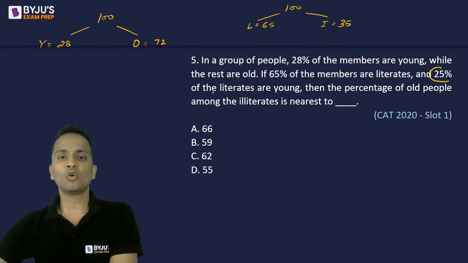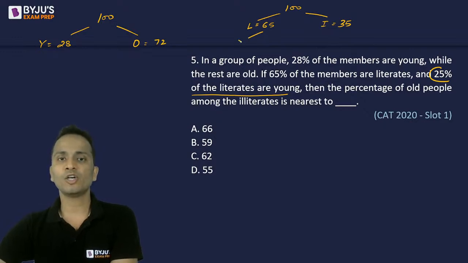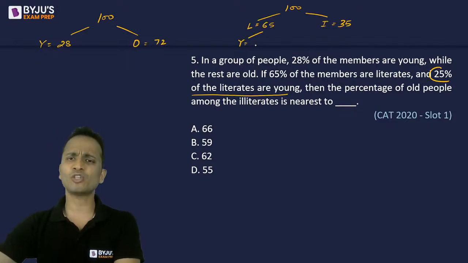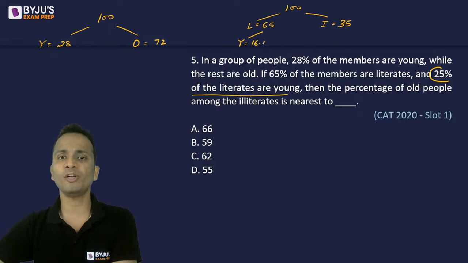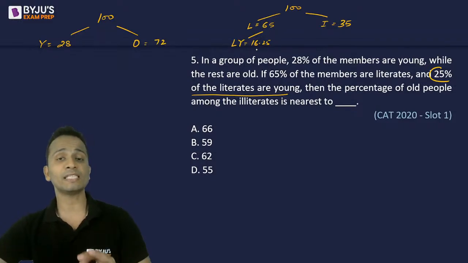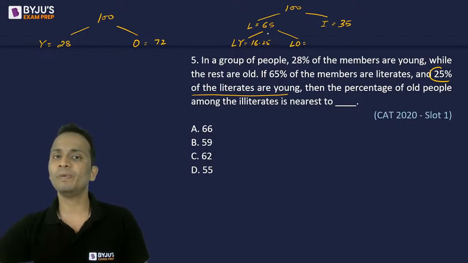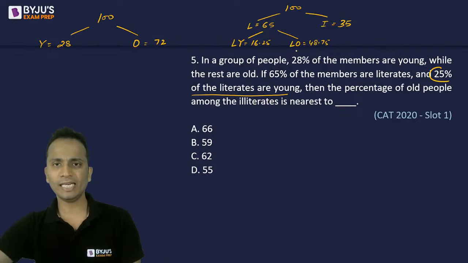Now, reading this line, 25% of the literates are young. So, out of literates, 25 percentage are young. So, 65 ka 25 percentage will be 16.25. So, out of 65 literates, I can say that young will be 16.25. So, I can say that young literates will be 16.25. So, old literates should be the difference of these two. That is 48.75. Old literates. All right.